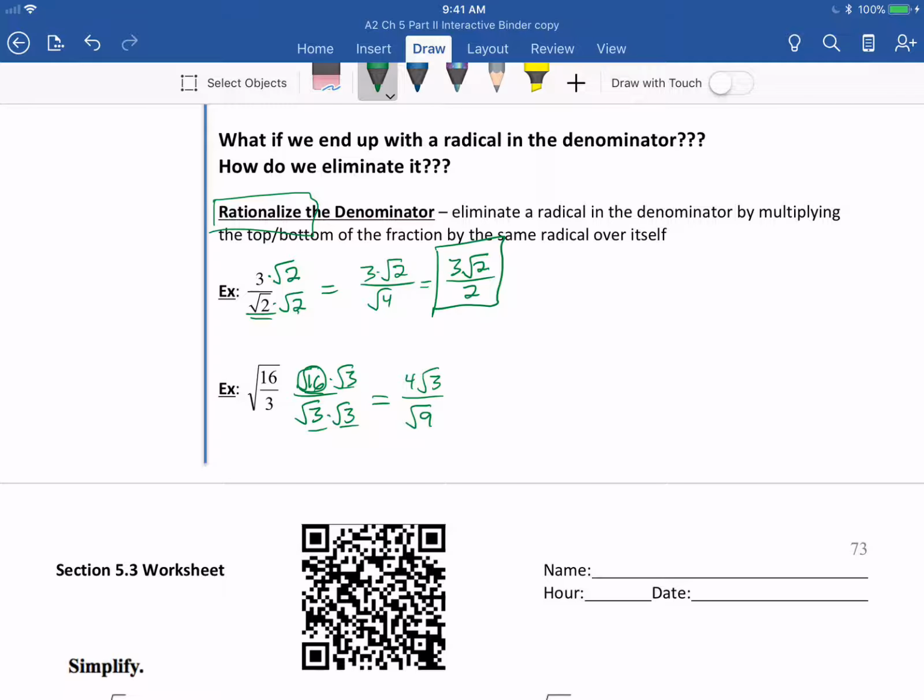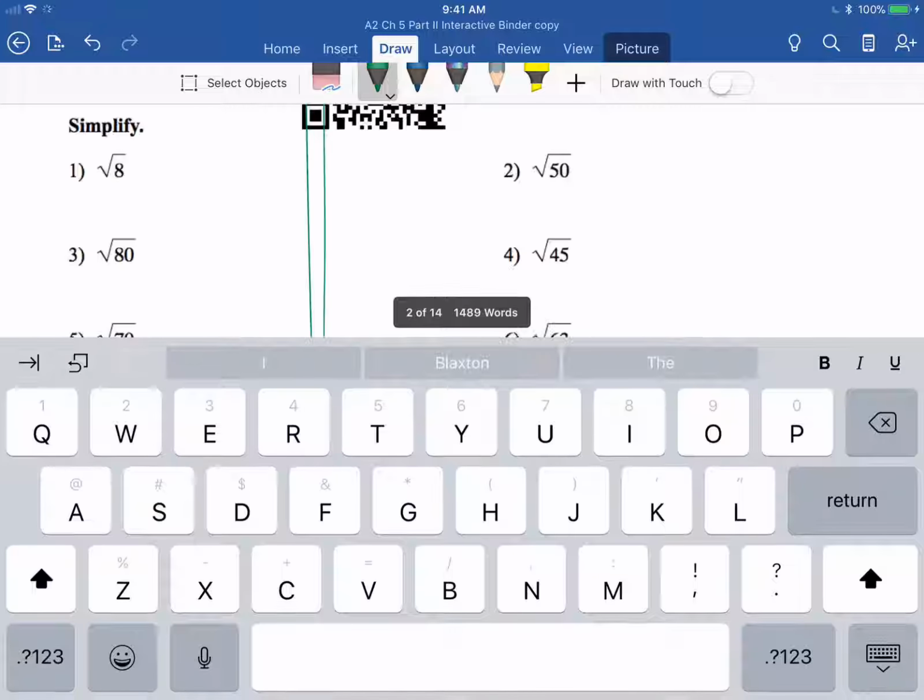3 times 3 is 9. And then now I know that, hey, the square root of 9 on the bottom is 3, so I have 4 square roots of 3 over 3 is my final answer for that one. All right, so rationalizing that denominator, always multiply the bottom.